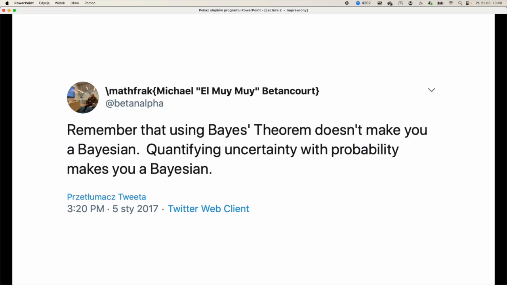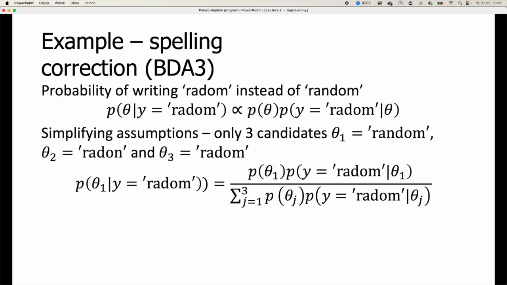What is the actual clue in Bayesian statistics is the fact that we are quantifying uncertainty using probability. So we know that we do not know exactly something, but we can assign a probability function as our measure of uncertainty, how well we know what's going on. Let's start with an example.